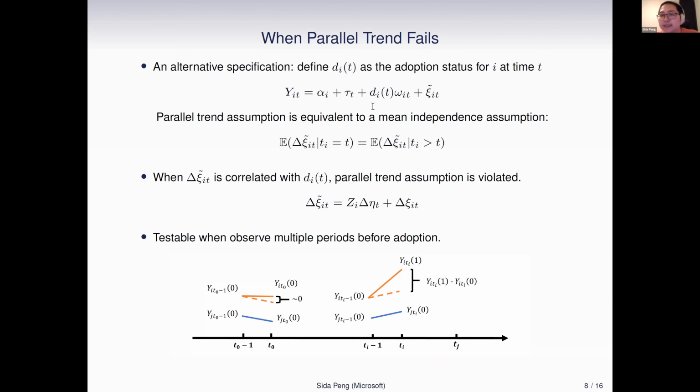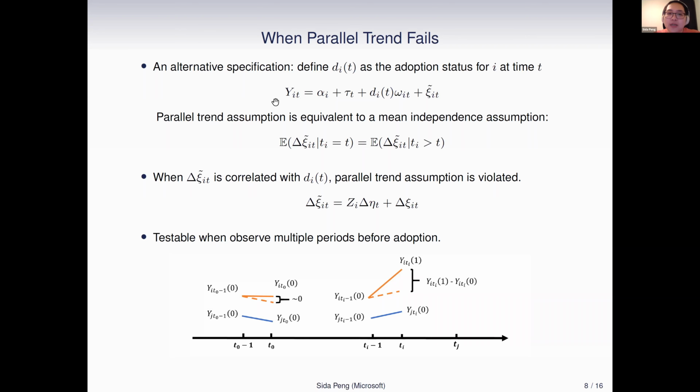I should also mention that this D_it is defined so that we only allow the treatment to happen once, and after the treatment happens, in all the following periods you are being treated. It's not the case that you can be treated in this period and not treated in the following period. Once you adopt the technology, you always adopt it. There's no reversal.